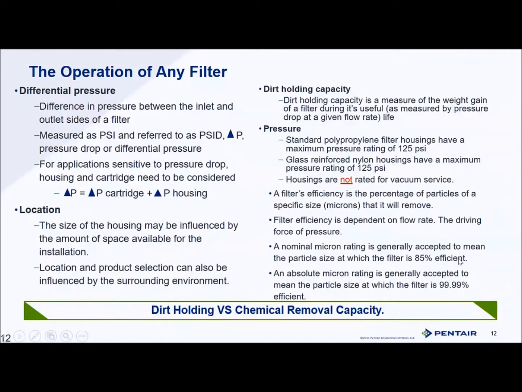So understand that we are selling nominal rated. If you need an absolute rated filter, please let us know that and we can hook you up with our medical group that does that sort of filtration.